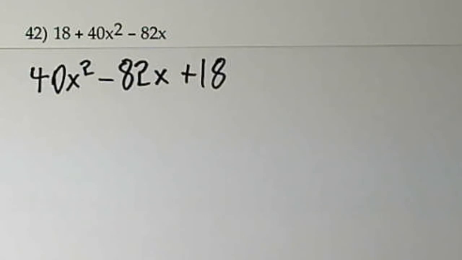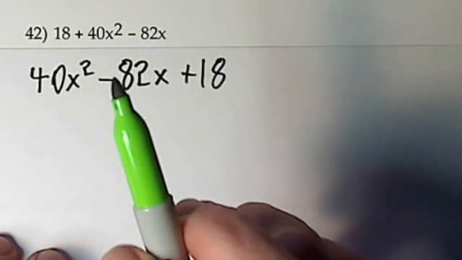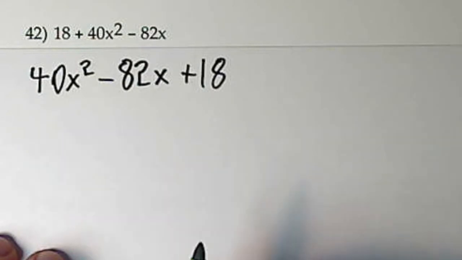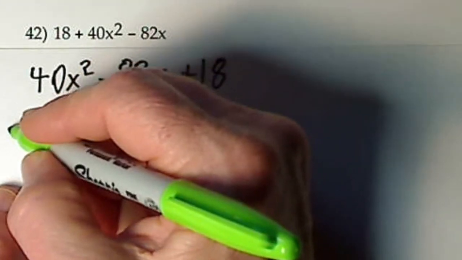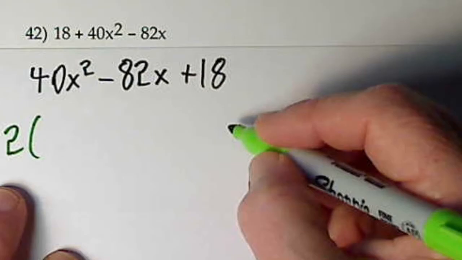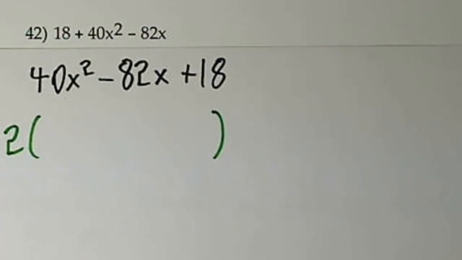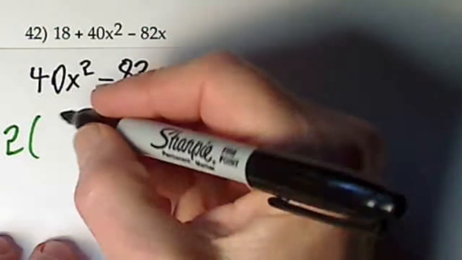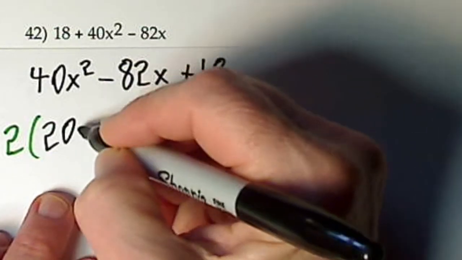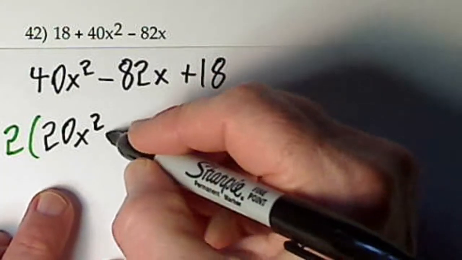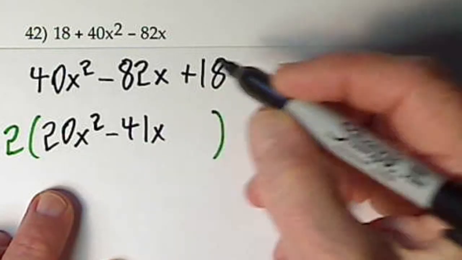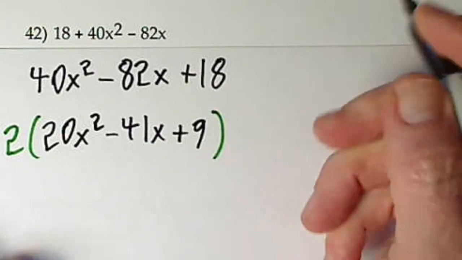So, looks like 2. Yeah, looks like a 2 is going to be the GCF. So we'll factor a 2 out of each term. And that will leave us with 20x squared minus 41x plus 9.